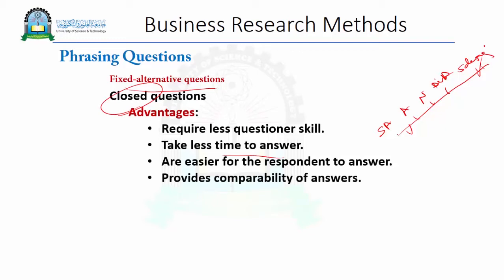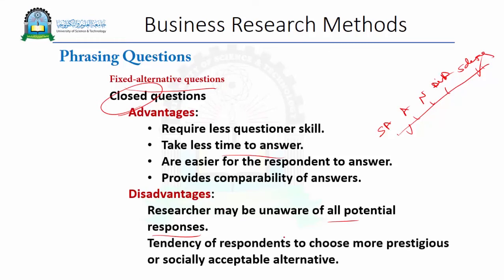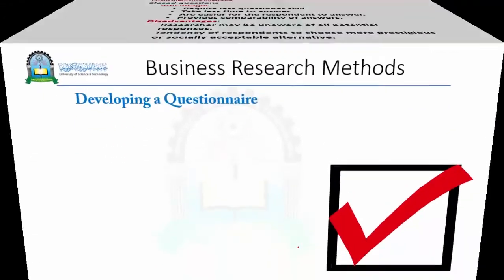Provide comparability of answers. So in the analysis, it is going to be like calculating the means or the averages. The disadvantages of this type of questions is researchers may be unaware of all potential responses. So he might need some other answer and it's not there. And also tendency of respondents to choose more prestigious or socially acceptable alternatives. Some of the alternatives are not socially acceptable, for example.